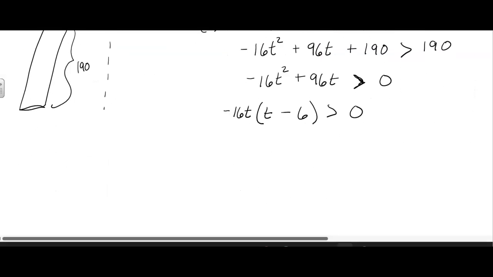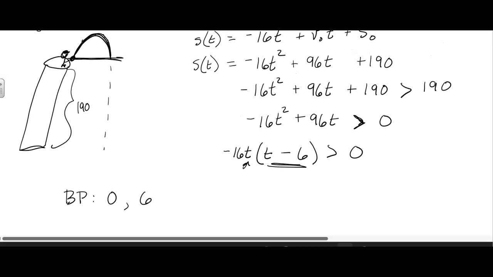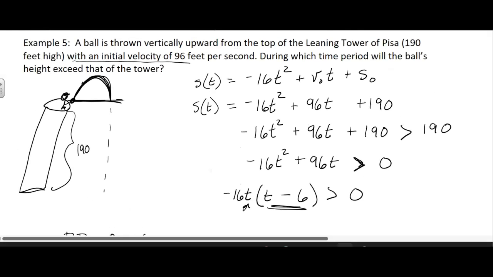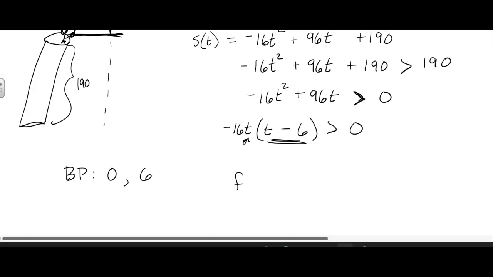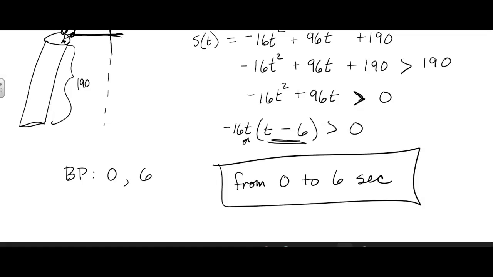Well, we have two boundary points. We have a boundary point at 0 from the 16t factor, and then a boundary point at 6 from that factor right there. Okay. So you can figure, we're throwing the ball up, right? So at 0, it's going to go up, and it's going to be above 190 feet for 6 seconds. So what does the question say? During which time period? So from 0 to 6 seconds. That's how long it'll be above the tower. And then it's going to fall the rest of the way down to the ground. Okay, there you go.